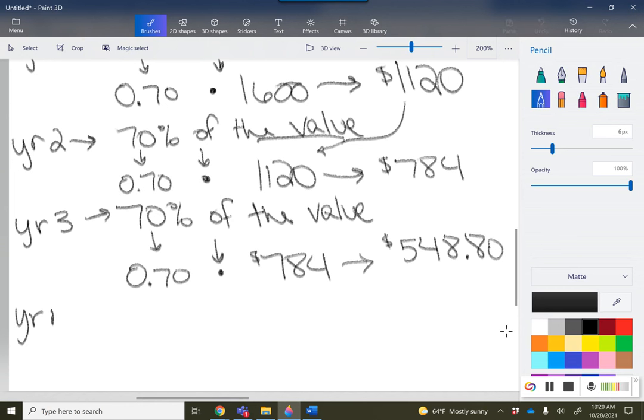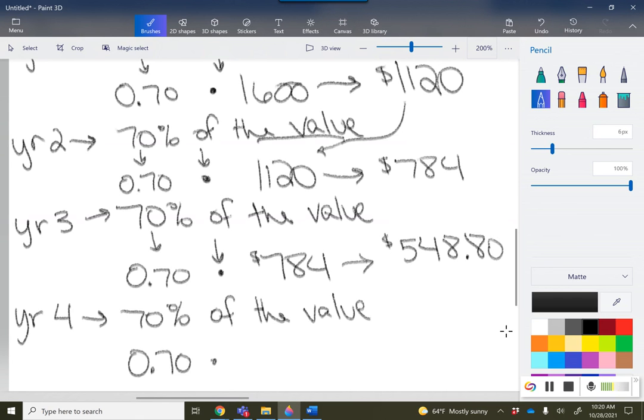And then year 4, because our question that I had up the top was for 4 years. Same thing, 70% of the value. We're going to do 0.70 times 548.80, and we get 384.16.